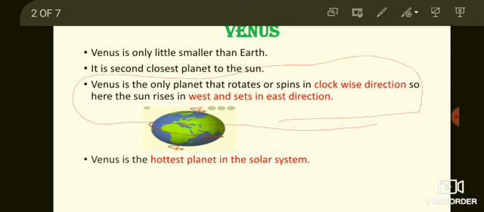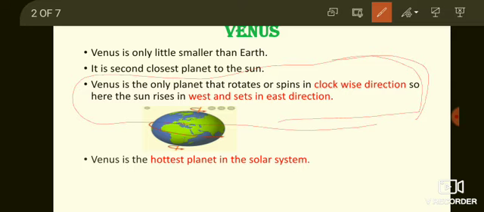On our planet, including other planets, apart from Venus, the Sun rises in the east and sets in the west. But only on the planet Venus, the Sun rises in the west and sets in the east.